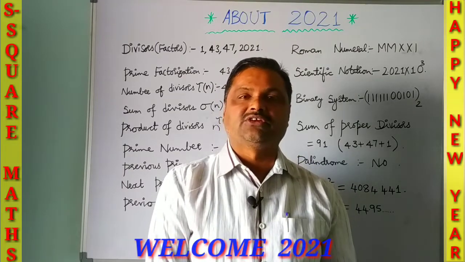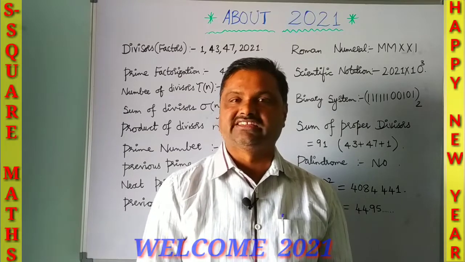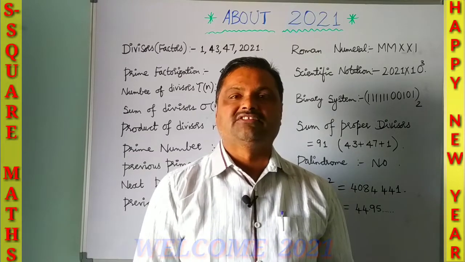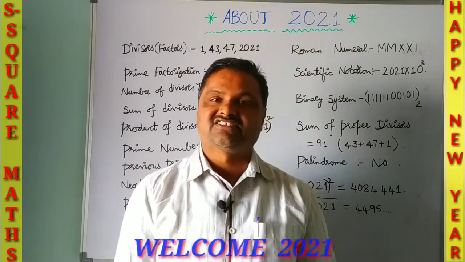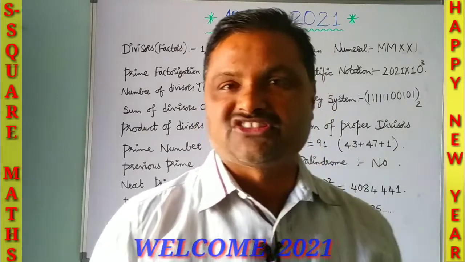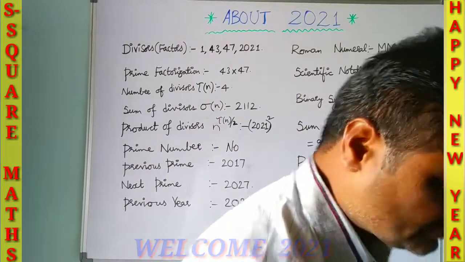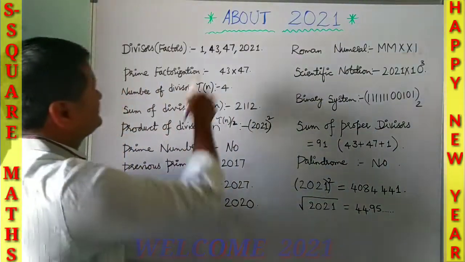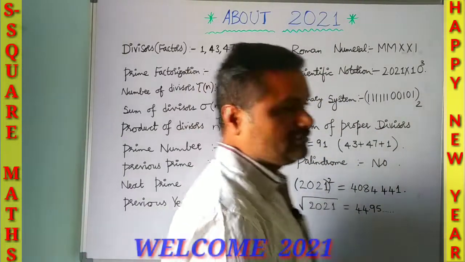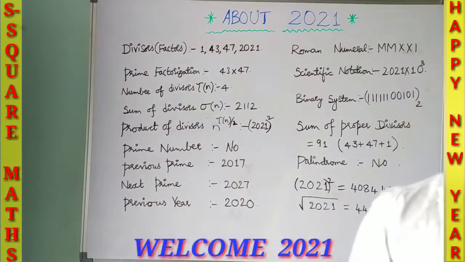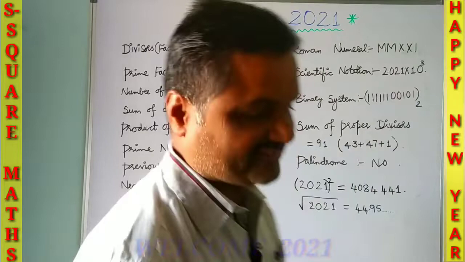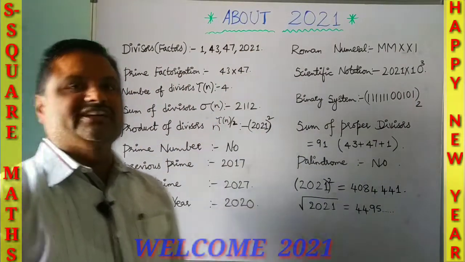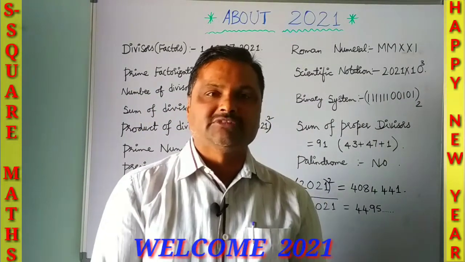So, this is a video dedicated to the year 2021 with various mathematical observations. So, let us switch on to the video session now. Here is a topic related to the year 2021. So first, obviously 2021, the units place is 1, it is an odd number.